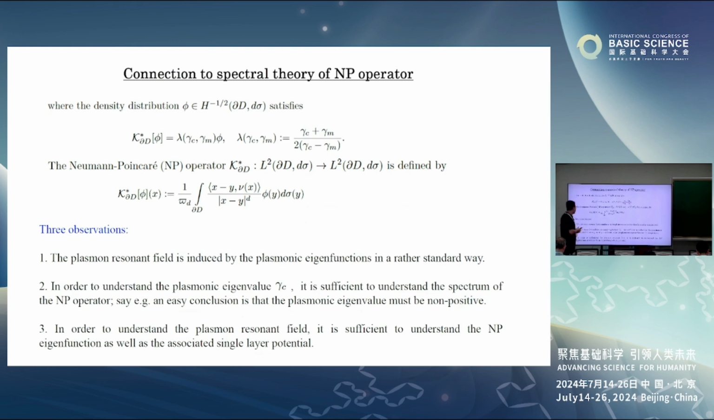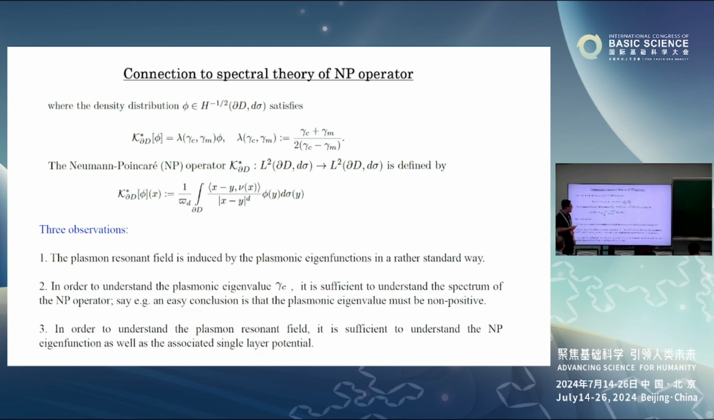Okay. And that means that the plasmonic resonant field is induced by this plasmonic eigenfunction in a rather standard way. If we have a clear understanding of this spectral problem, we can have a better understanding of this plasmonic resonance. In order to understand this plasmonic eigenvalue of gamma c, it is sufficient to understand the spectrum of this Neumann-Poincare (NP) operator. And in order to understand the resonant field, it is sufficient to understand the NP eigenfunctions. Okay, so actually it's reduced by this kind of reduction to studying a spectral problem.